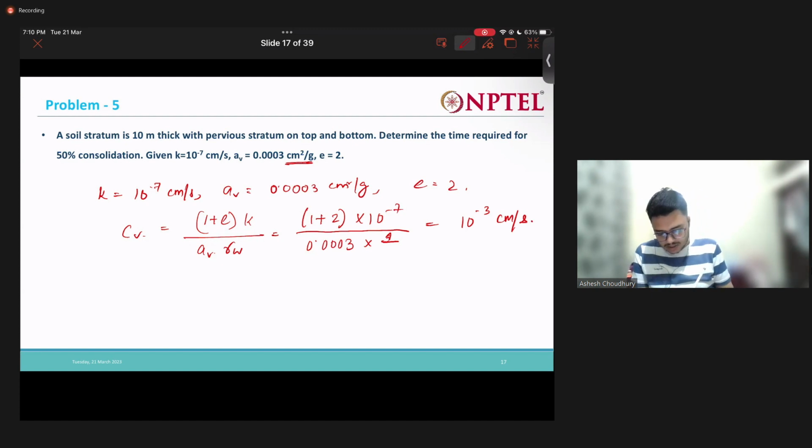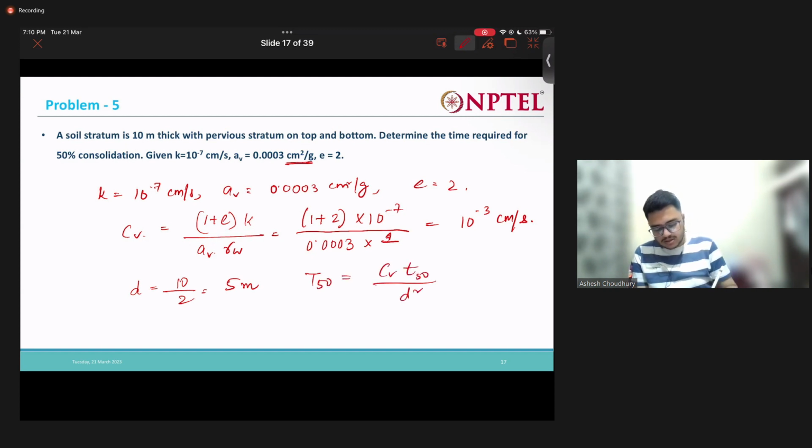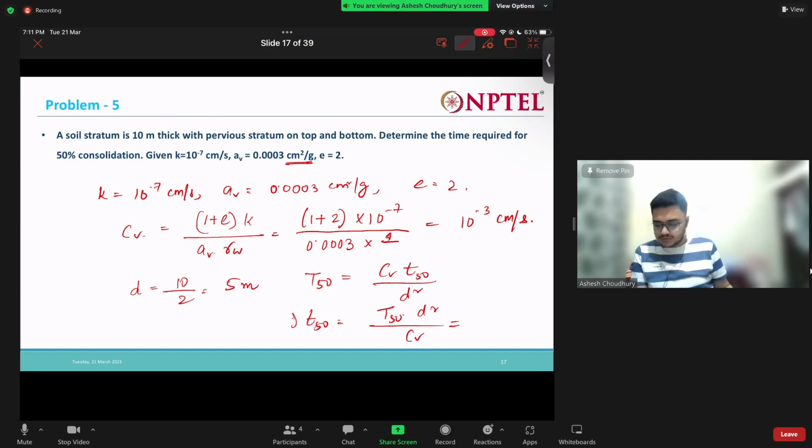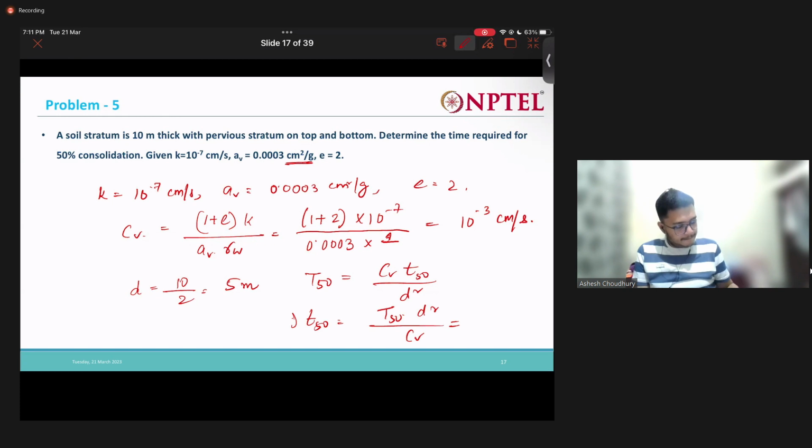Okay, so now what is my D value? 10 by 2 meter. So now exactly same as before, we can find out T50. T50 is CV T50 by D square. So T50 is, CV, please calculate. What is T50? T50 is, just now we calculated 0.197.